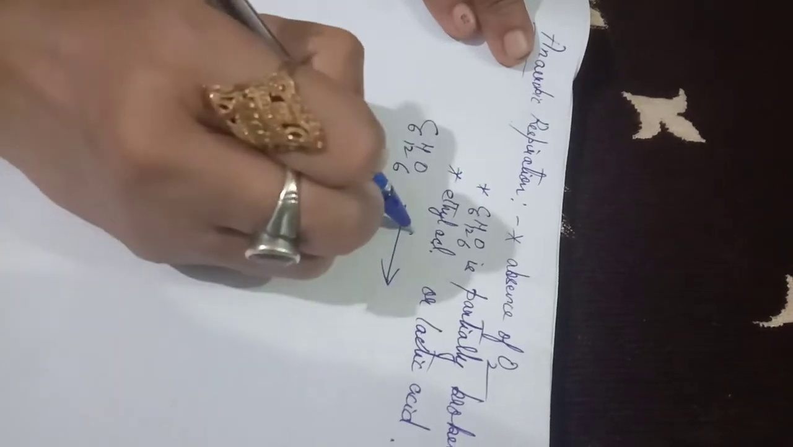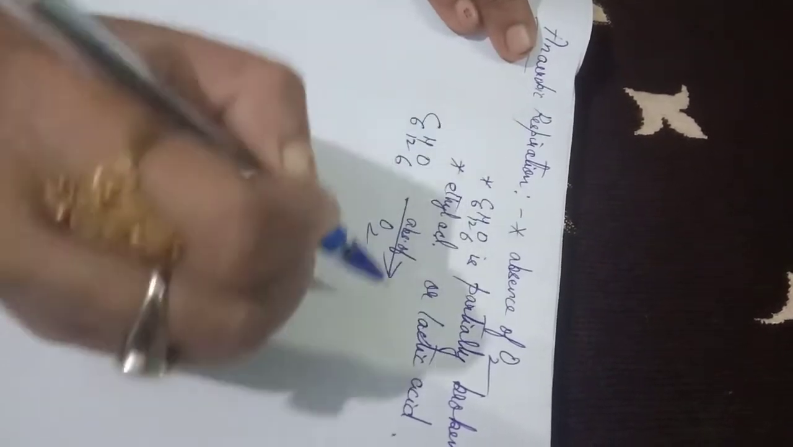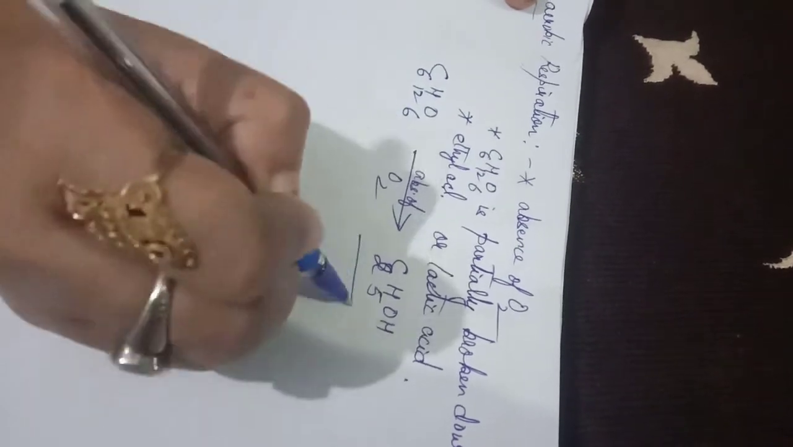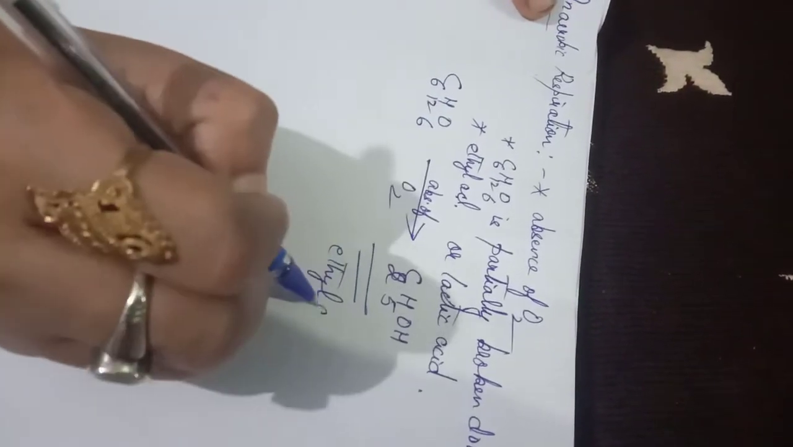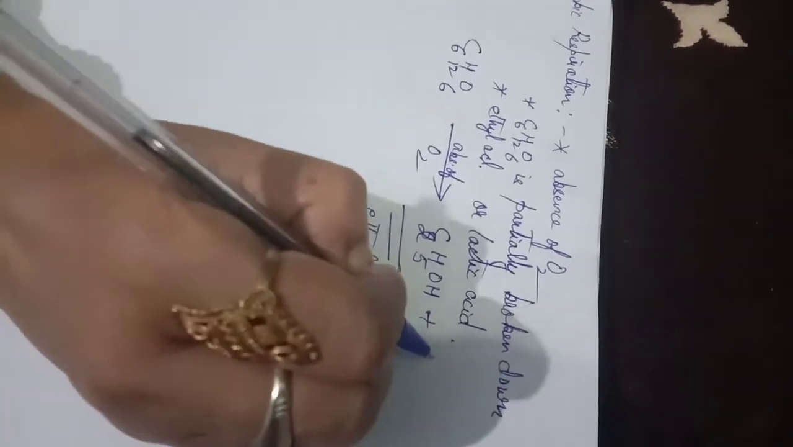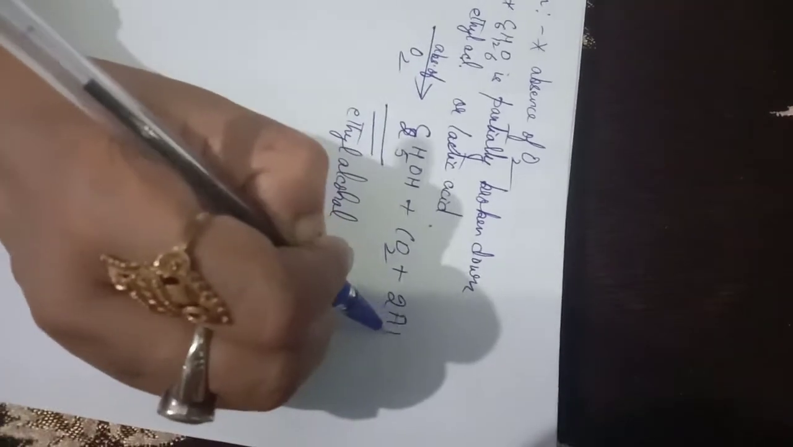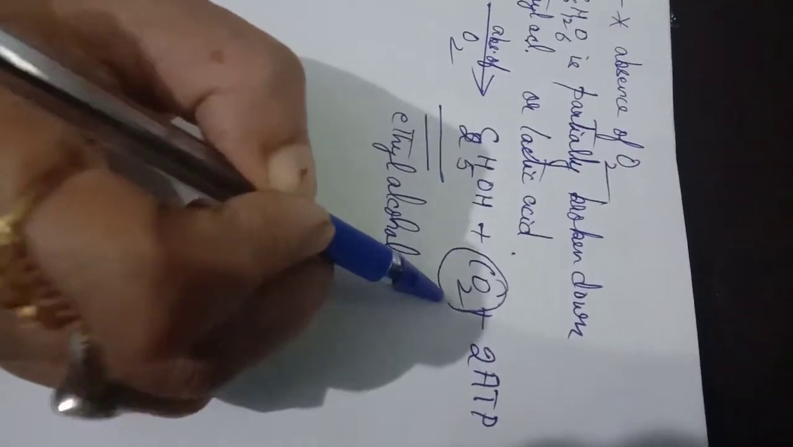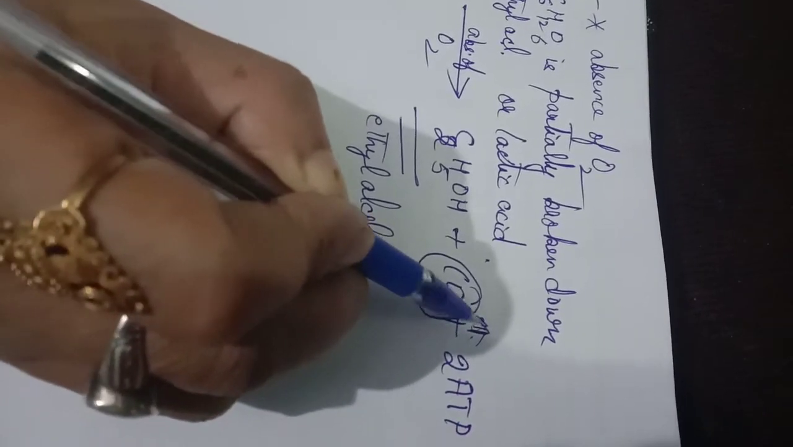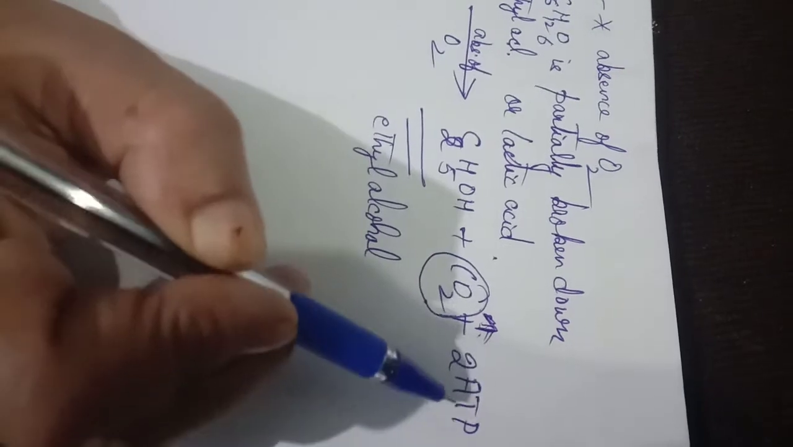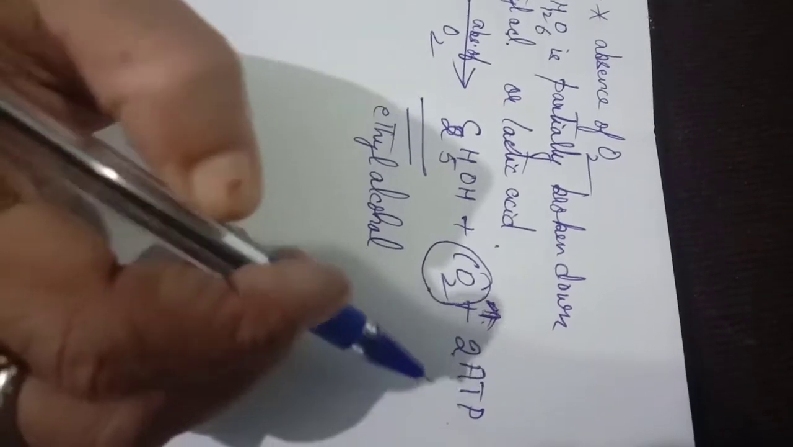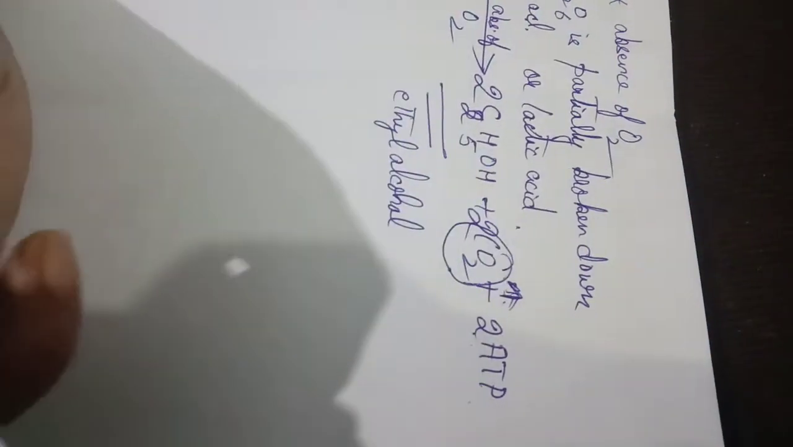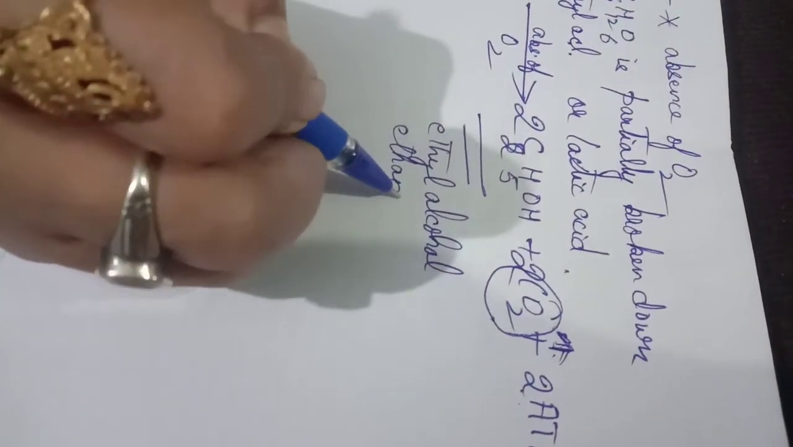C6H12O6. In the absence of oxygen, it partially breaks down into C2H5OH or ethyl alcohol or ethanol, plus carbon dioxide plus 2 ATP. Clear? Now this carbon dioxide which is produced, you put an arrow indicating the release of gas, and ATP, adenosine triphosphate. So you can balance it, 2C2H5OH, 2CO2. Got it? Ethyl alcohol is also known as ethanol.